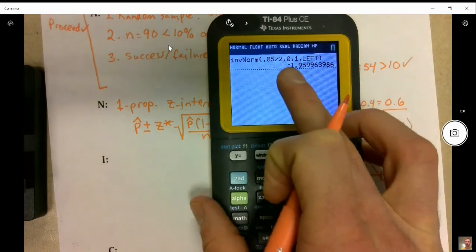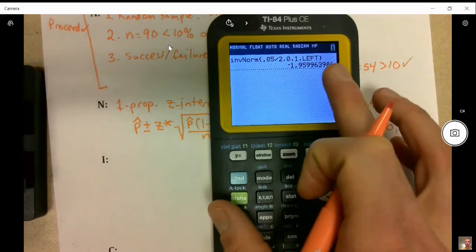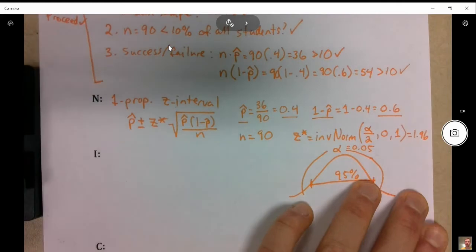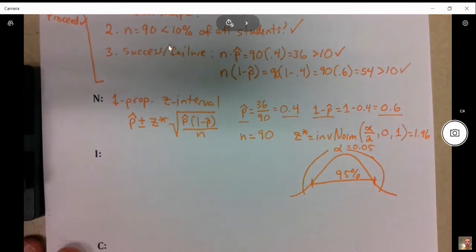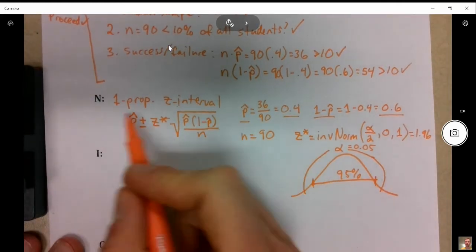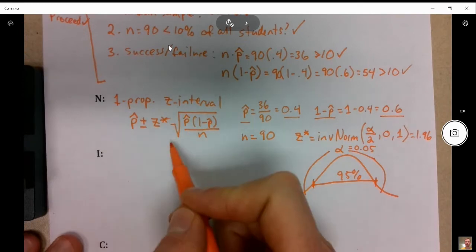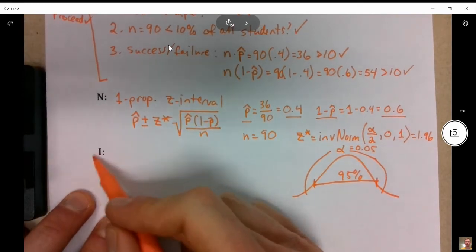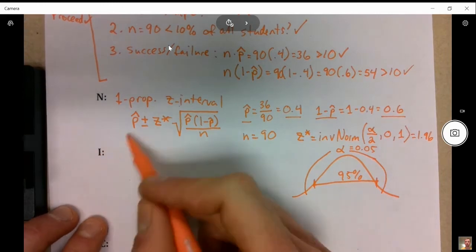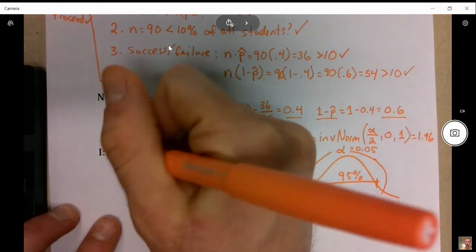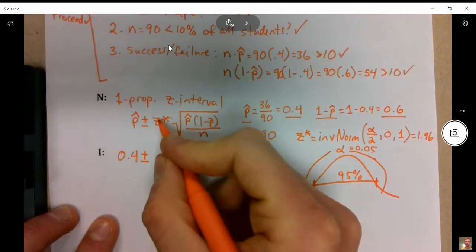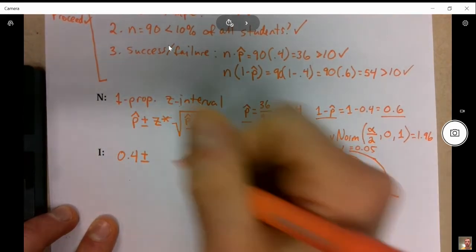So here I get negative 1.959, yada, yada. I'm going to round that to 1.96, okay? So we have each of these variables defined. Let's go ahead and plug those into our formula for I, which is where we actually calculate our interval. So p hat, that's that 0.4. So let's take 0.4 plus or minus Z star, which we found was 1.96.